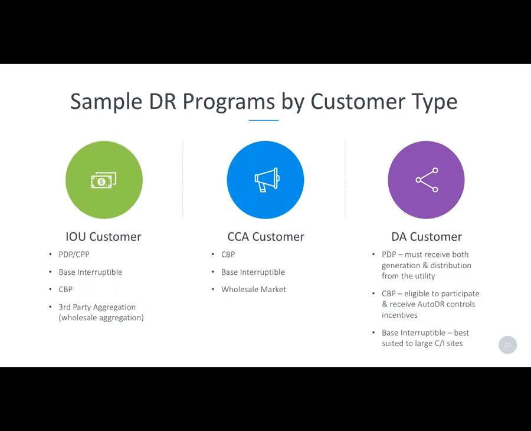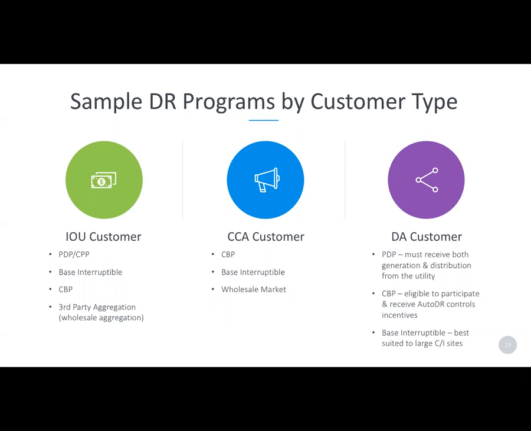So starting with the demand response programs themselves, there are several options applicable to different customer types. And I'll just be providing a brief overview of each program, and we'll have more time for questions at the end of the presentation. And we've separated those different programs into sample customer types. And so starting with IOU customers, then CCA customers, and then finally direct access customers. The programs that are available to each one are a little bit different, and it comes down to whether or not you're receiving both generation and distribution services from the IOU.